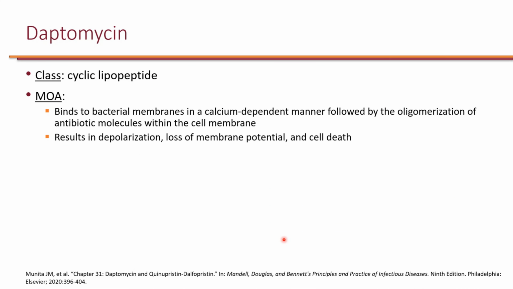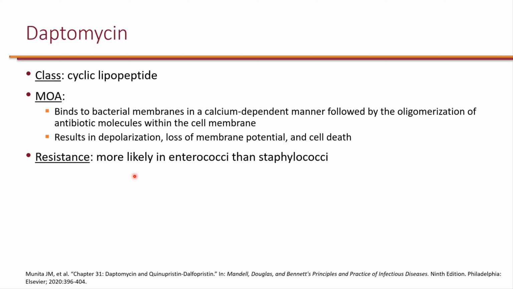Now, daptomycin. Let's talk about the mechanism of action of daptomycin. Its class is cyclic lipopeptide. It binds to bacterial membrane in a calcium-dependent manner, followed by the oligomerization of antibiotic molecules within the cell membrane, which results in depolarization, loss of membrane potential, and cell death. So that's the mechanism of action.